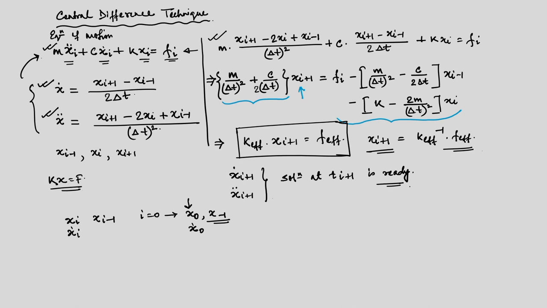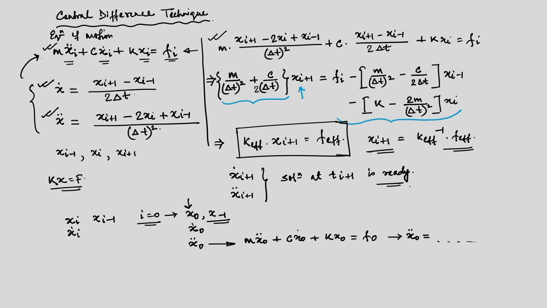Not only that, if we need to find out at i equal to 0 what is x double dot of 0, we can easily do that. How? We will satisfy the equilibrium equation m x double dot plus c x dot plus k x at 0 is equal to f of 0. Now, this will give you the value of x double dot at 0. So, we can easily find out that expression.